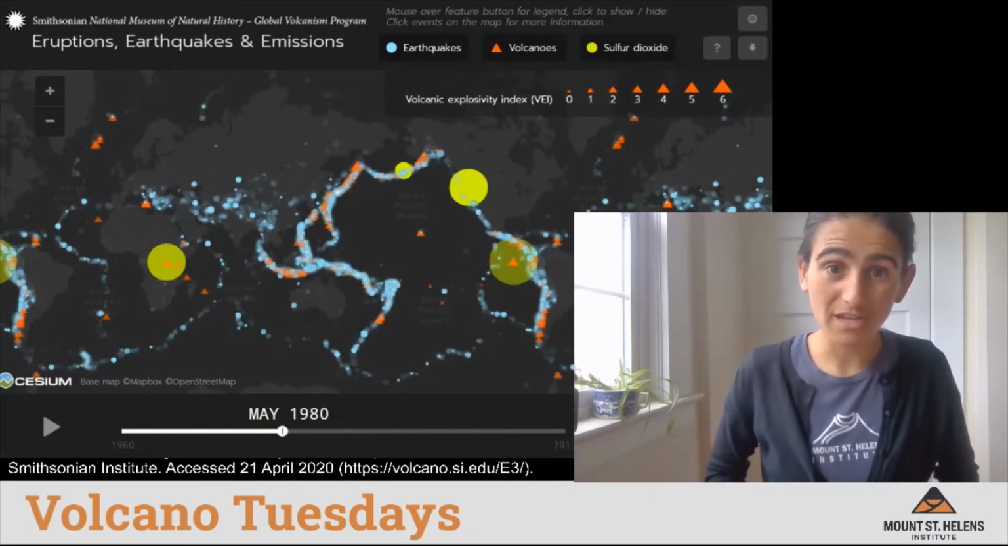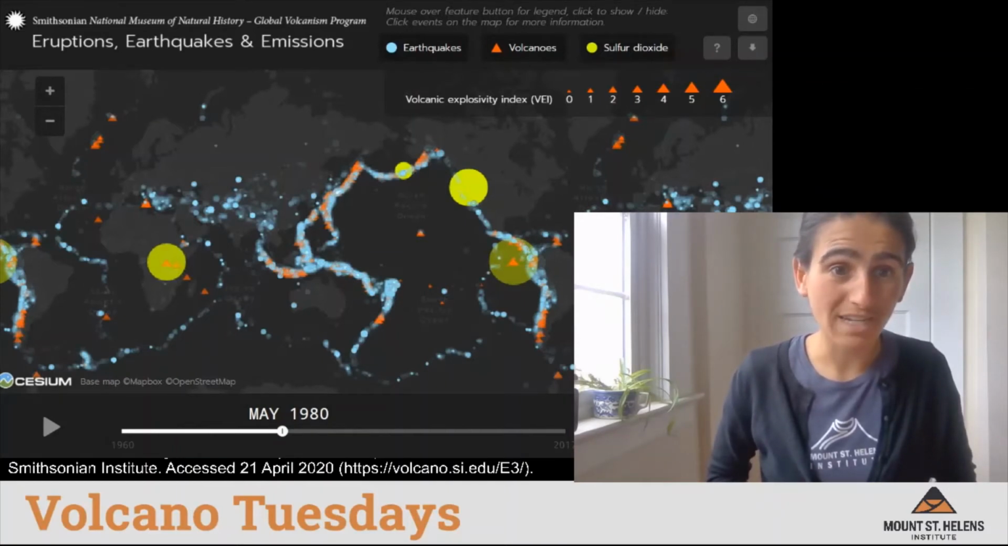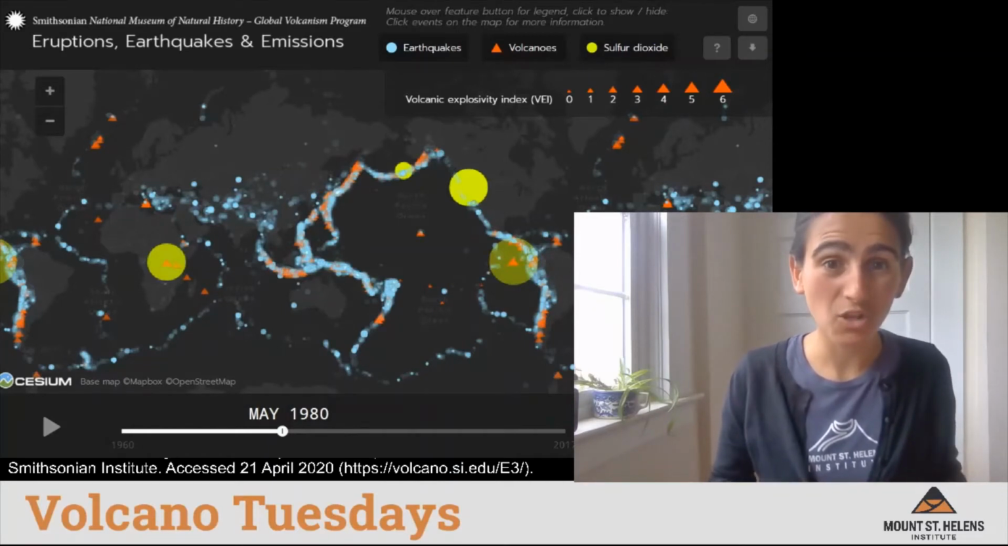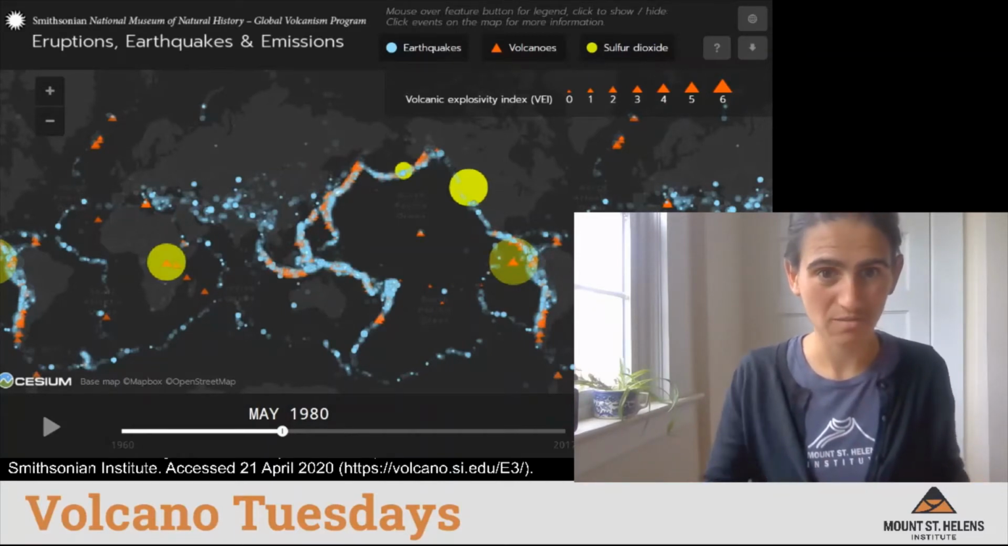The red triangles indicate volcanoes that are erupting. You'll notice already in 1980, the year that Mount St. Helens erupted, there were many other volcanoes erupting around the world. Small triangles indicate smaller eruptions. Larger triangles indicate larger eruptions.